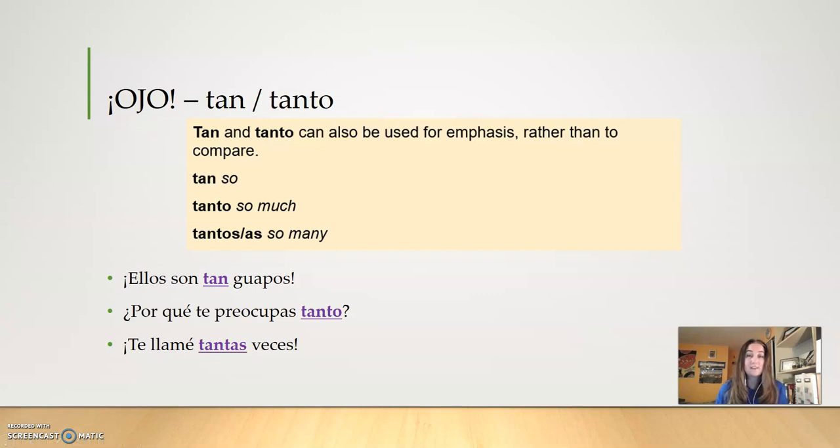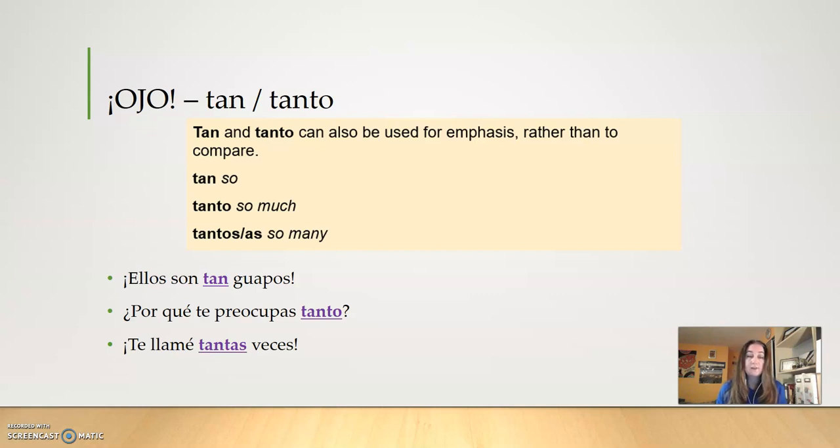Ojo! Ten cuidado. The words tan and tanto can also be used for emphasis rather than to compare. So rather than being part of tanto como, we can use them all by themselves. Tan meaning so, tanto so much, tantos or tantas so many.